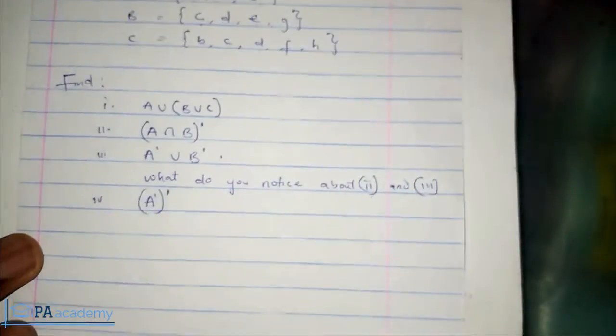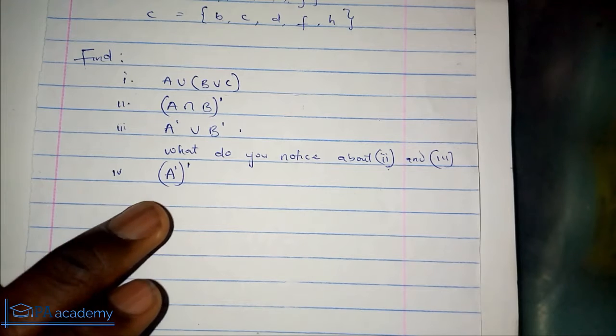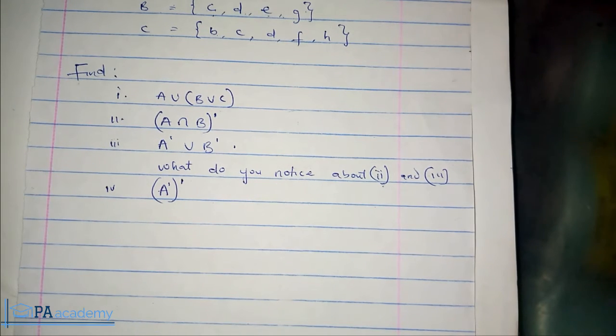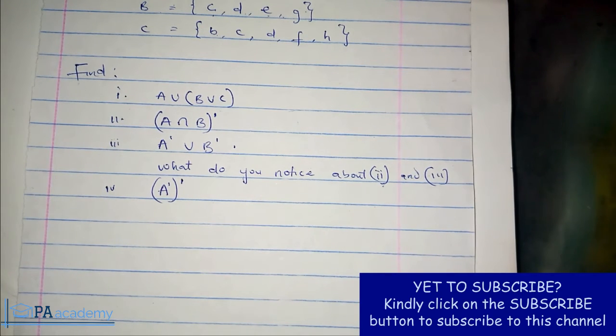With that, I want you to attempt A prime into bracket A prime. Attempt it and let me know what your answer is in the comment section below. If you have attempted it earlier and you are able to get it, do let me know what your answer is also in the comment section below. And then I'll see you in the next part.